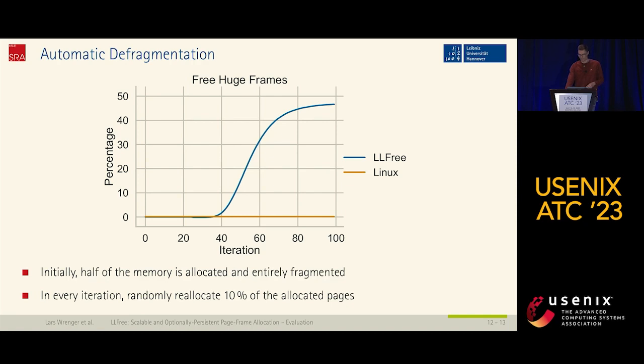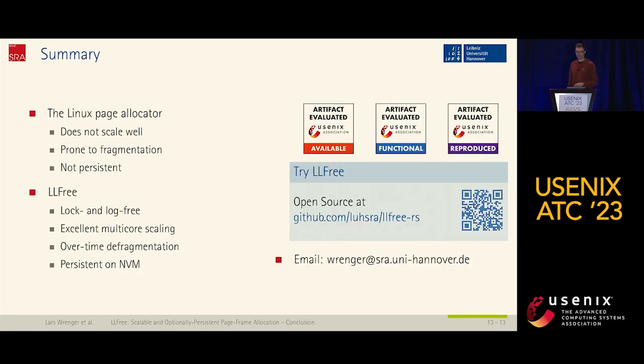So then I'm at the end of my talk. We've started with the Linux allocator and investigated its problems. And then we took a look at our new allocator, our LLFree, that is lock and log free, has excellent multi-core scaling, overtime defragmentation, and is persistent on NVRAM.